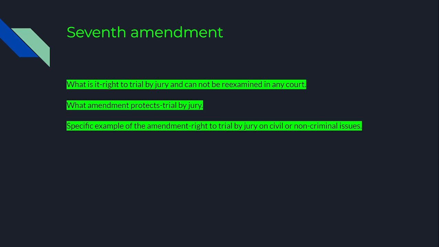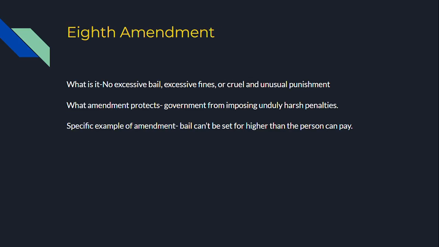What the amendment protects is trial by jury. A specific example of the amendment is the right to trial by jury on civil or non-criminal issues. The Eighth Amendment, what is it? It means you can't have excessive bail, excessive fines, or cruel and unusual punishment. The amendment protects against governments imposing unduly harsh penalties. A specific example of the amendment would be bail can't be set higher than the person can pay.